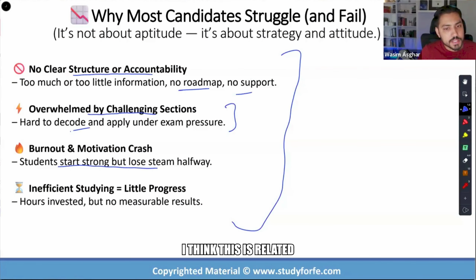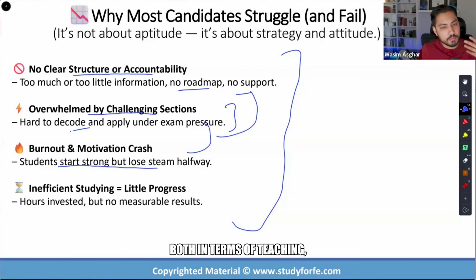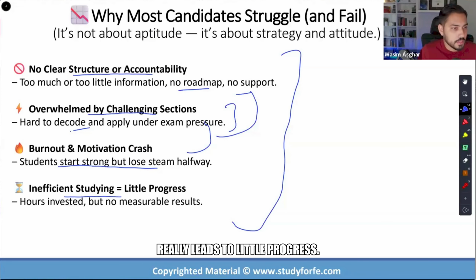Burnout and motivation crash. I think this is related to the first two points, because typically motivation can be sustained, based on my observation and personal experience, both in terms of teaching, preparing for exams, learning anything new, or in the gym, as long as you are seeing the results. I'll speak for myself. As long as I'm seeing the results, I am more likely to stick with the process. But if I feel that whatever I'm doing is not yielding any results, again, highly likely to pull the plug. Inefficient studying really leads to little progress.